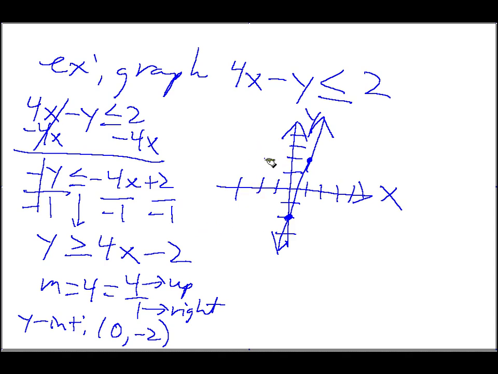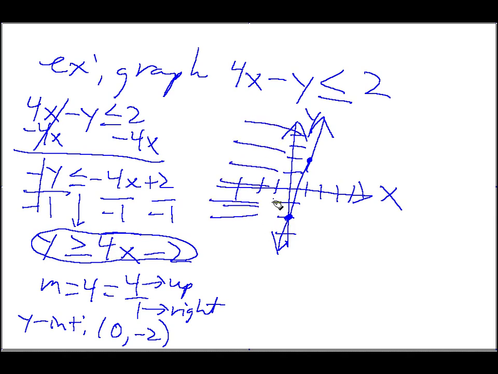Now, do I shade above the line, or below the line? Above or below? Well, look at this inequality right here. Focus right here. Don't look at this, because I had to switch it when I divide by negative 1. So, greater than or equal to. So that means what? Above the line. So here's where all the points are above this line. Therefore, this is the solution we're looking for.